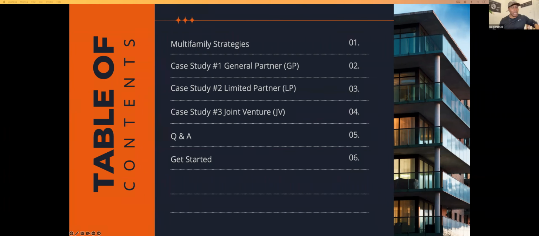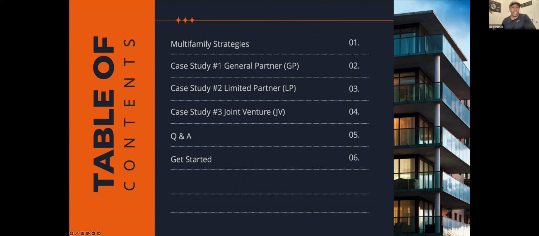Great. Before we dig in, we're going to go into some multifamily strategies. And as Lupe said, I just want to echo, we're going to give you 3 case studies. These are real life case studies that we are involved in. So we like to keep it as realistic as we can, using our own examples and what we're seeing and experiencing. So I hope you enjoy. We'll go ahead and go into some of the strategies.